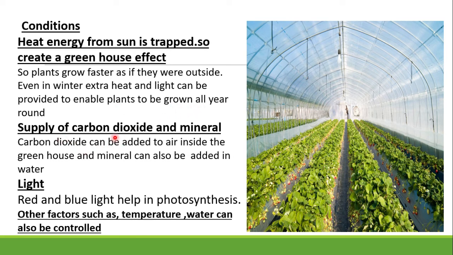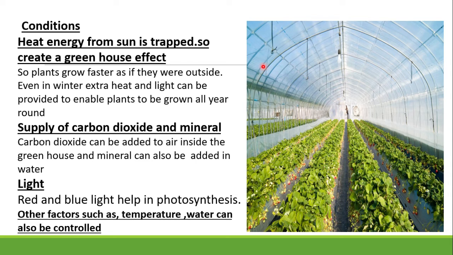Second is the supply of carbon dioxide and minerals inside the greenhouse. Carbon dioxide can be added to the air according to the requirement, and similarly minerals can also be added in the water. Light. Most greenhouses use red and blue light. Why? Because blue and red light help in photosynthesis.